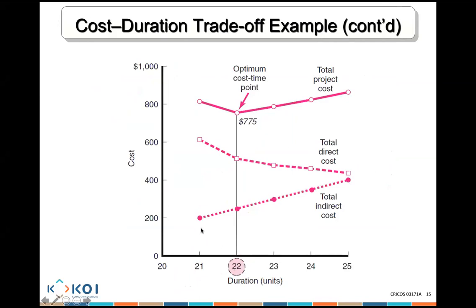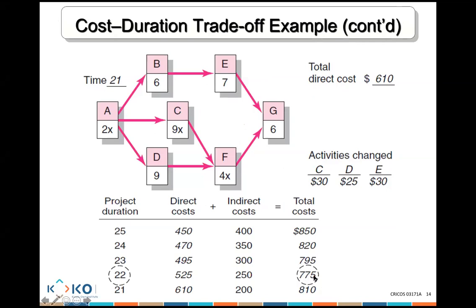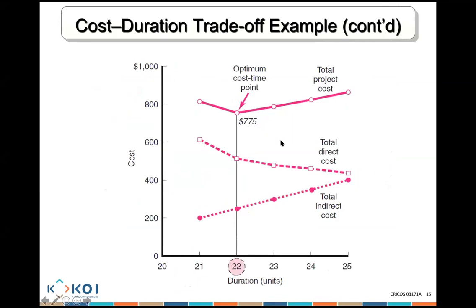Now you can see the cost, 21 days, 22 days, 23 days, that's a graph. You add them together, you get the total cost. So we know that 22 days is 775, which is this cost here. It's basically putting this information on a graph as has been shown here.